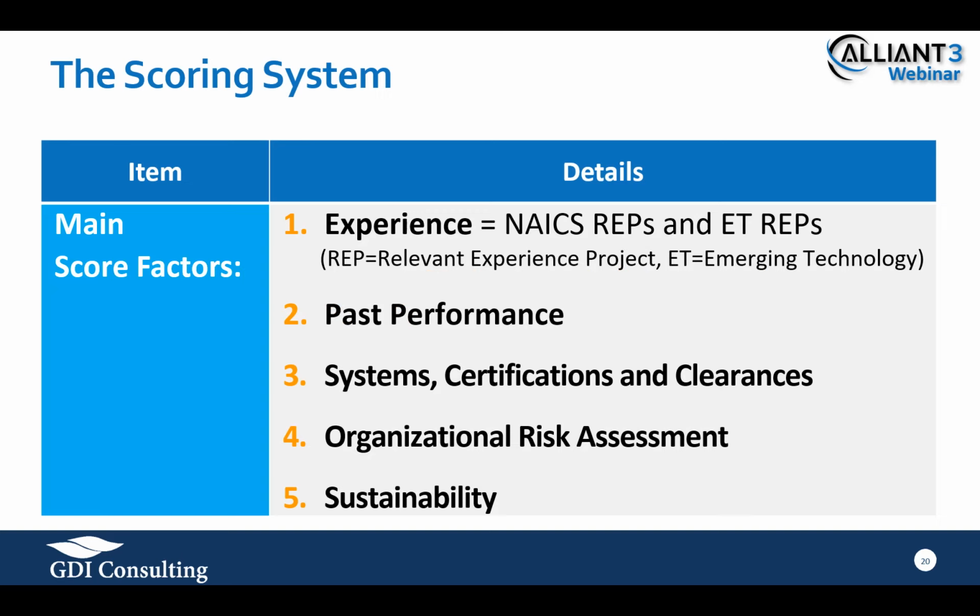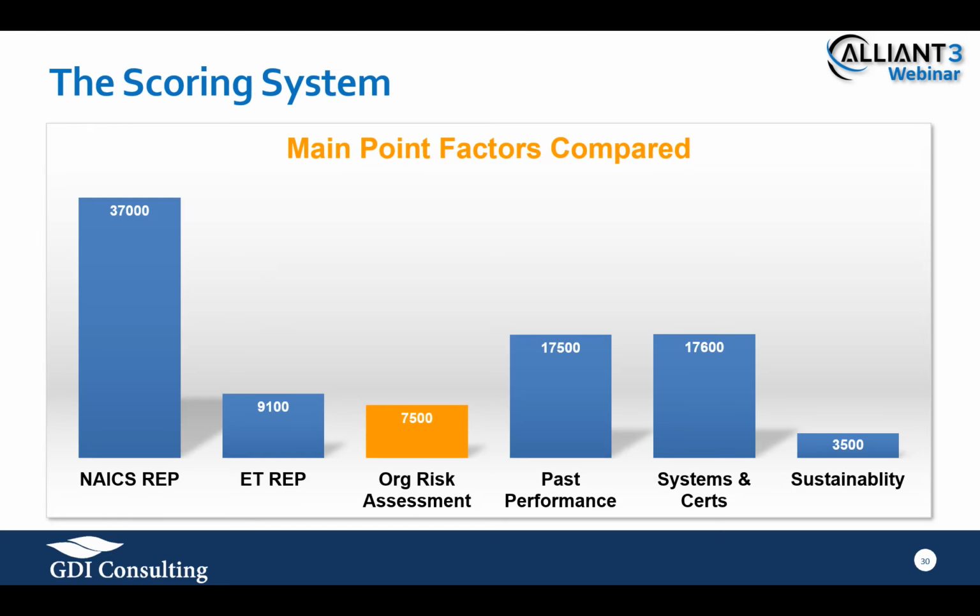There are 5 of them. Experience, as we discussed, the NAICS reps, and as I said, REP is a relevant experience project, and ET reps, and ET is emerging technology. So NAICS reps and ET reps, they come under experience. That's the main part which gives you the highest score, and I'll show you in a graphic way how they compare with each other. Then you go into past performance. Then you have system certifications and clearances, organizational risk assessment, and sustainability. So these are the 5 main score factors. Some of them are much larger than the others, but let's look at them in comparison to each other.